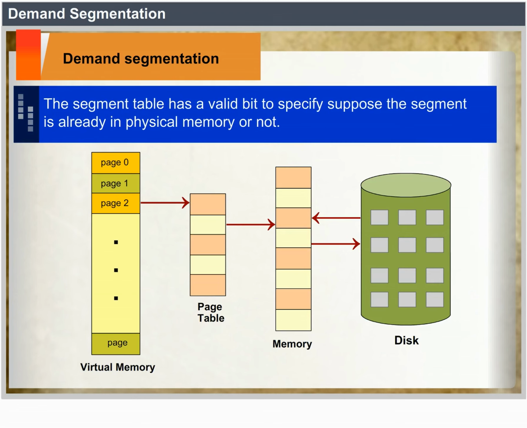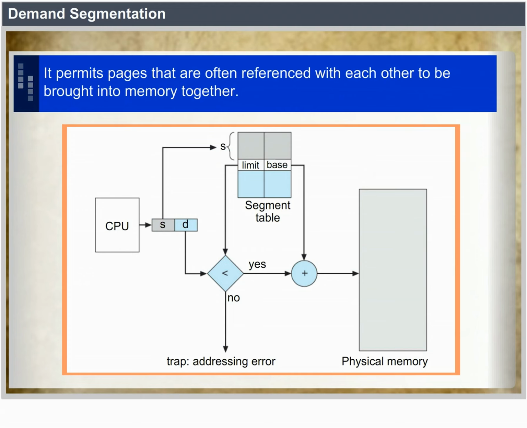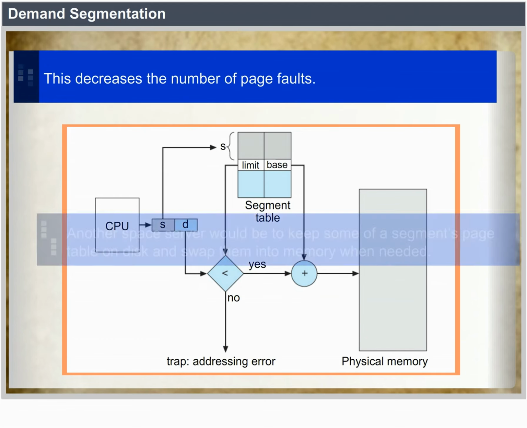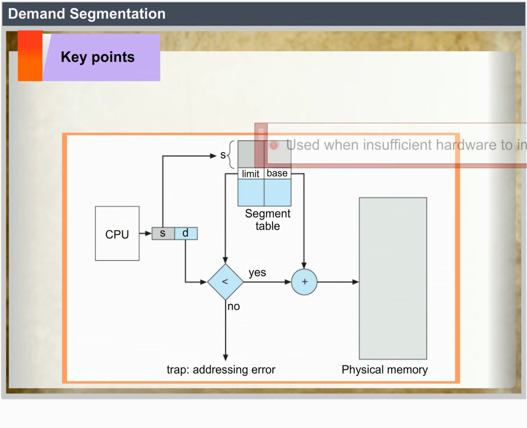If a segment is not in physical memory, then a segment fault results, which traps to the operating system and brings the needed segment into physical memory, much like a page fault. It allows pages that are often referenced with each other to be brought into memory together. This decreases the number of page faults. Another space saver would be to keep some of a segment's page table on disk and swap them into memory when needed.